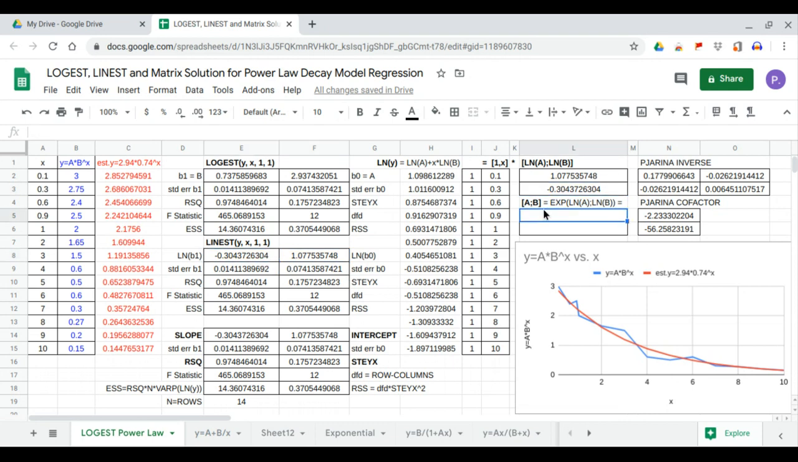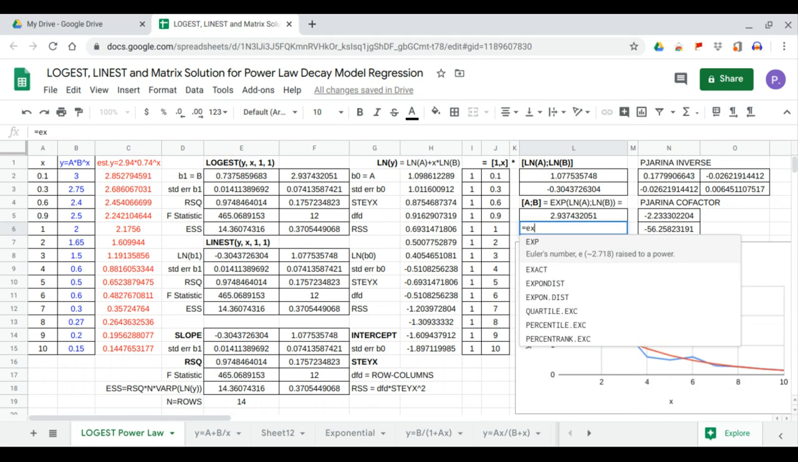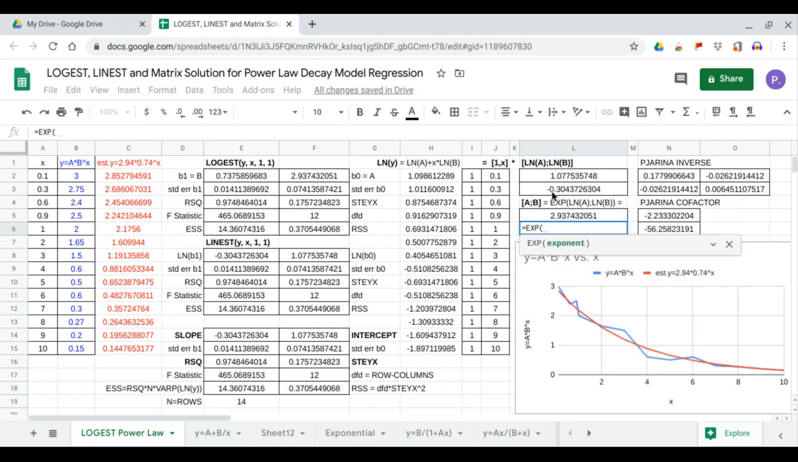Then we can calculate for a, which is exponent of ln a, and this matches our LOGEST output, and exponent of ln b, and this matches our LOGEST output. This completes the LOGEST, LINEST, and matrix solution for power law decay model.